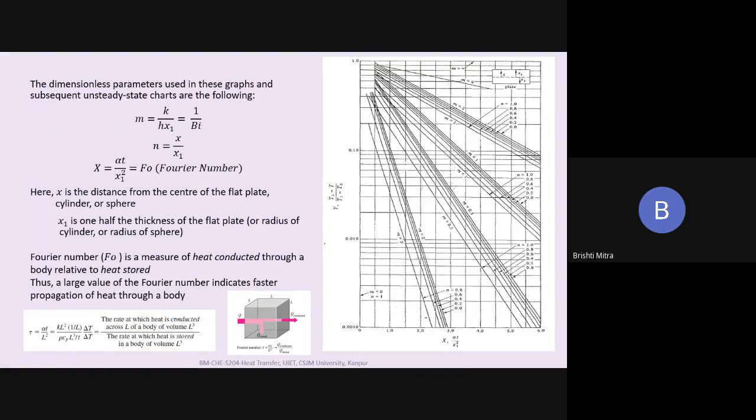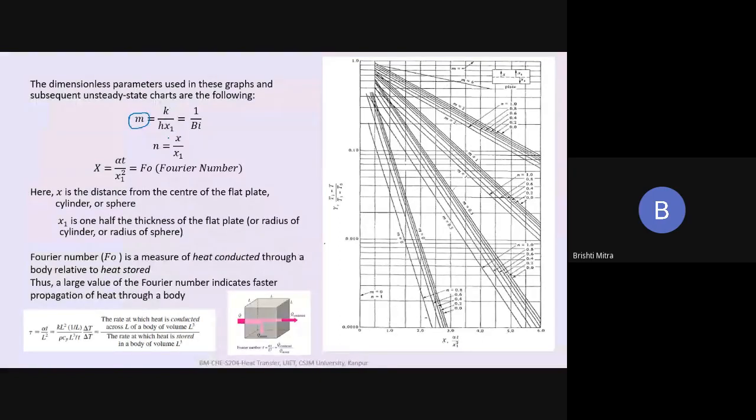The dimensionless parameters which are used for these graphs and subsequent unsteady state charts are the parameters that we are talking about. One is called m. What is m? m is equal to k by hx1. So this is 1 by the Biot number. k is the thermal conductivity, h is the convective heat transfer coefficient, and x1 is half the thickness.